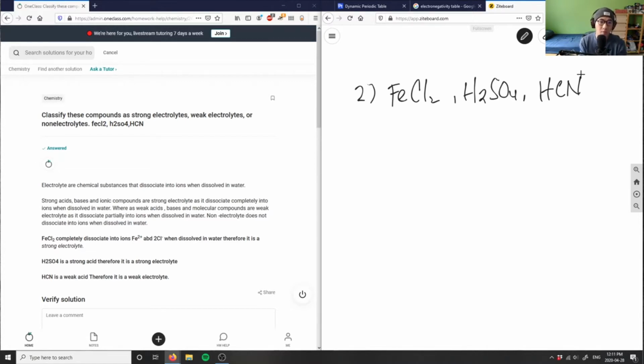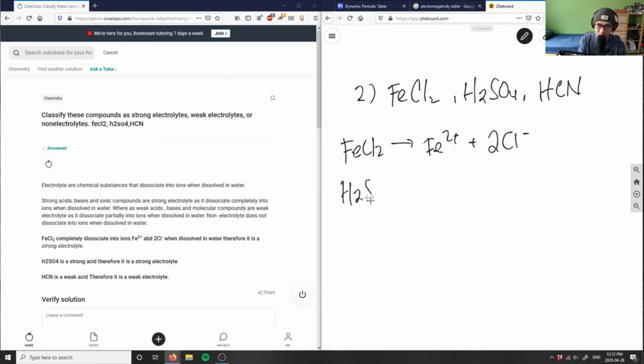So basically, when we're talking about electrolytes here, we want to dissolve them in water, right? Because what we want is to find the ions here, and these ions are going to play a part in carrying electric current. So if we were to dissociate all of these compounds, we have iron(II) chloride. We're going to dissociate this into Fe2+ and Cl-, right? We can also balance this as 2Cl-. That's totally fine as well.